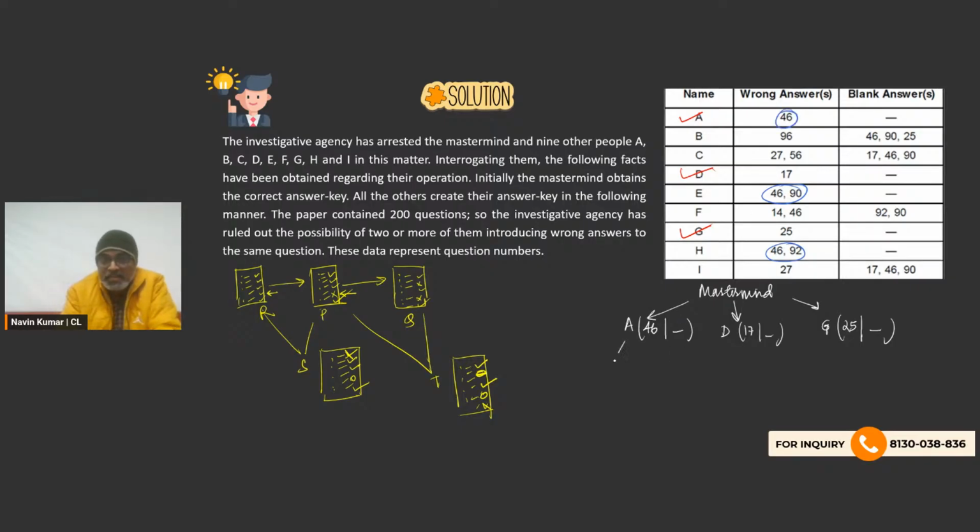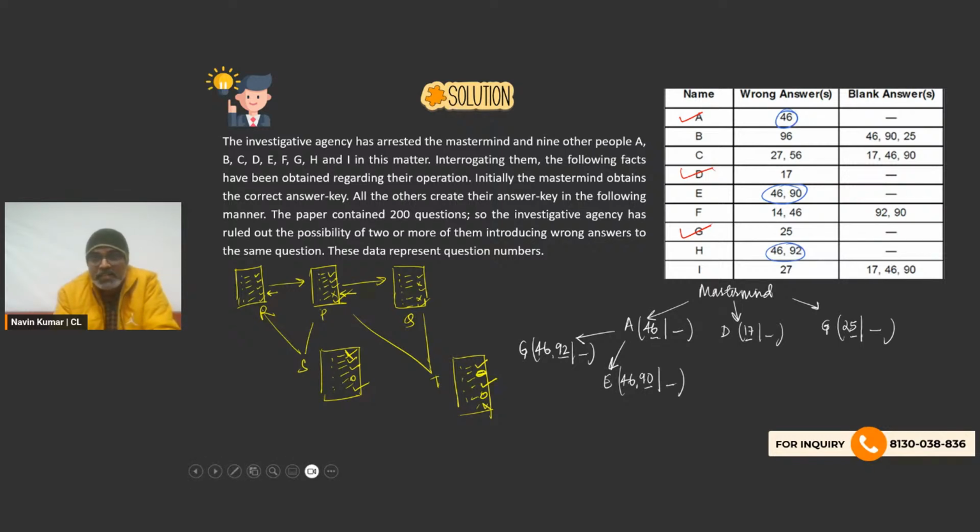So when E copies from A, he copies 46 directly, and then he makes a mistake of his own, which is question number 90. So I'm going to underline those question numbers which that person has made wrong. And since there is no discrepancy, he doesn't have any blank answer. Then we have G. G copies question number 46 from A as such. He doesn't know if it's wrong or correct. And then he makes a mistake in question number 92, and there is no blank.